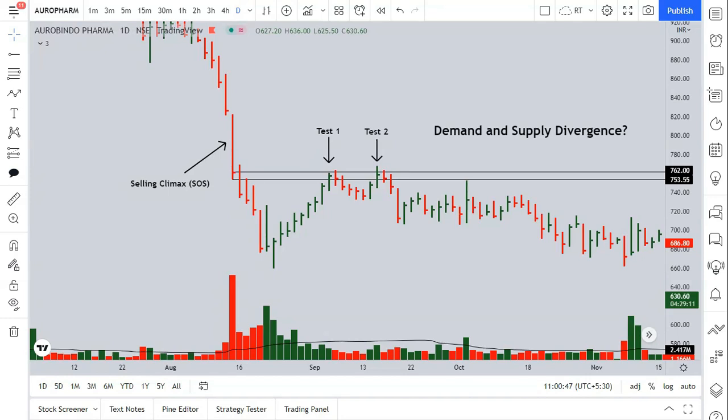If you see it, comment down below. Let me know how many of you know what supply and demand divergence is, because there is no demand or there is no supply and so on right here. But definitely demand is being reduced and supply is being increased.